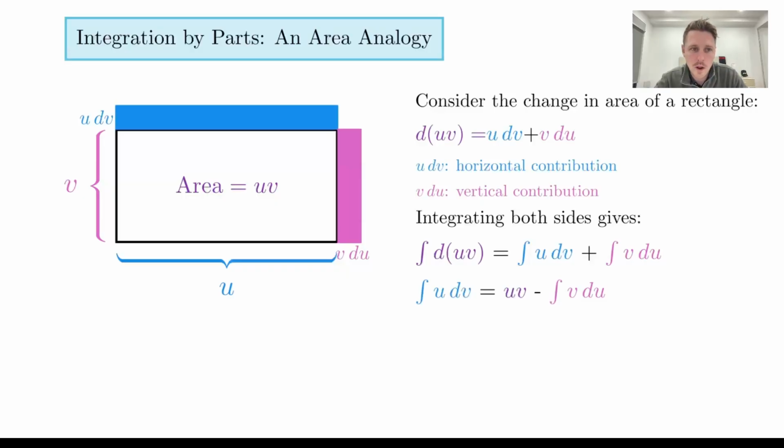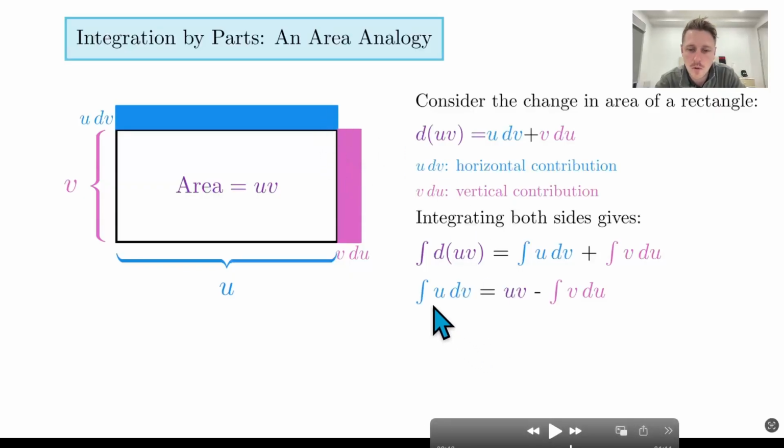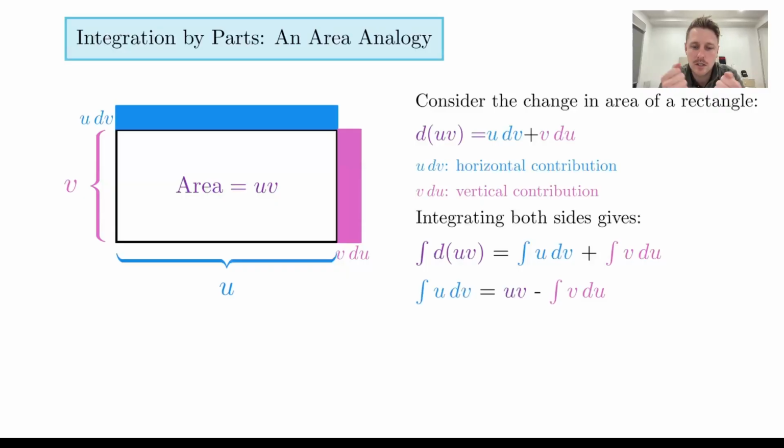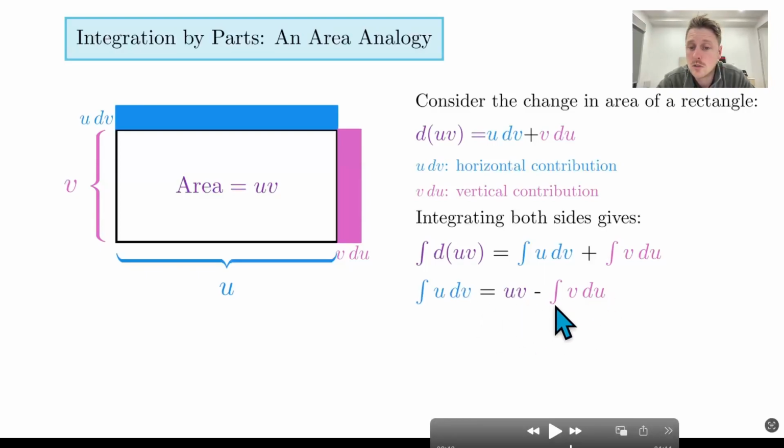So the reason that integration by parts is useful is because if we have integrals of the form where we have a function multiplied by a derivative, and we can see that in the integral that we need to take, then we are able to use this property to find that integral. So let's have a look at how we might do that.